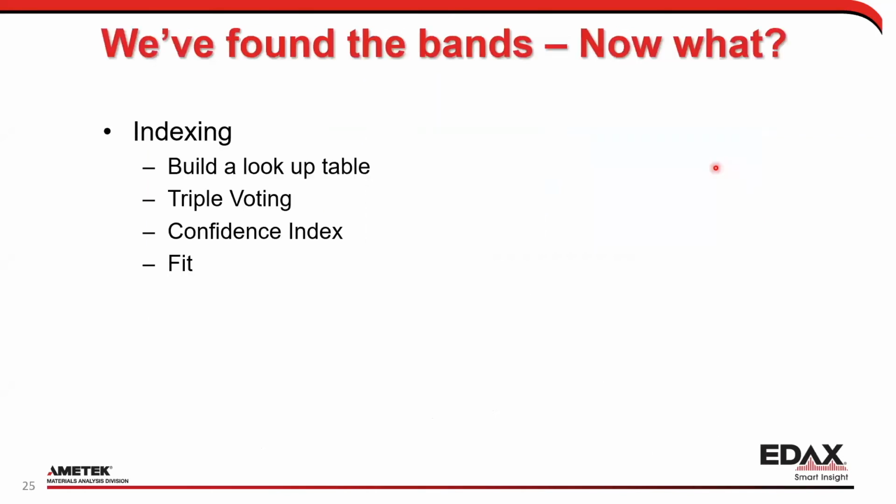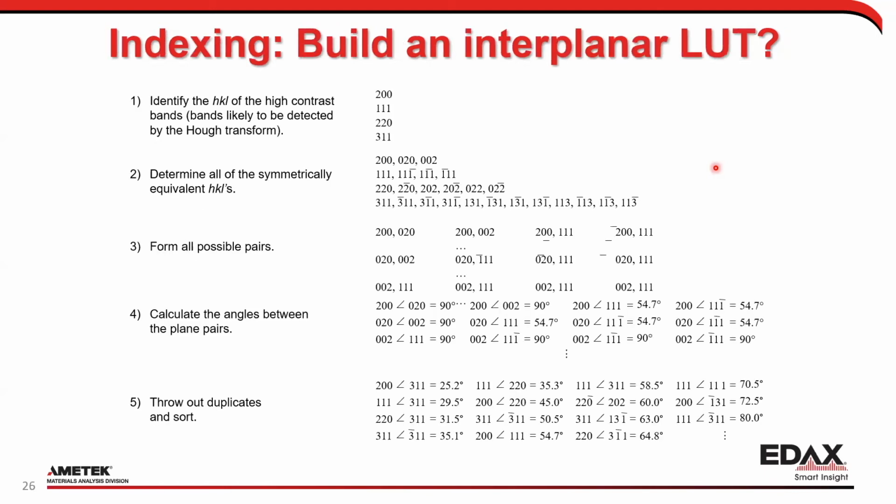So Hough has found the bands. What do I do with these bands is really the next step here. When I'm indexing, I have to build a lookup table. I then have to have a voting algorithm to say, which one of these actually works the best? And then I have metrics to understand how well I believe the data is. It's what we call the confidence index, or CI. The other one is this fit value. So first step, building the lookup table.